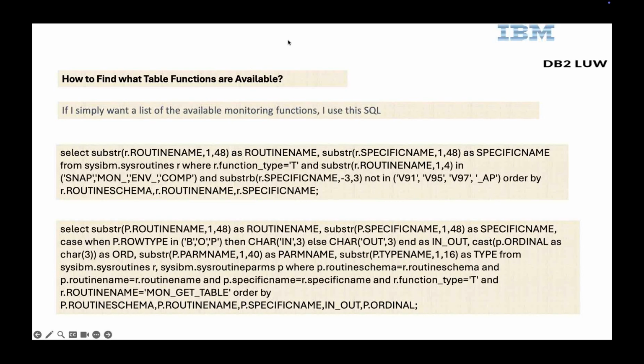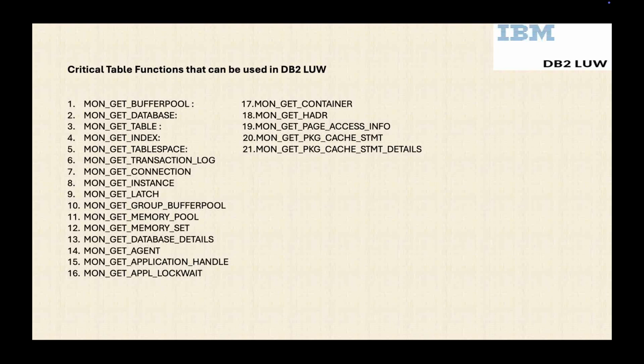Now, how do you find what table functions are available in the system? If you want to simply list the available monitoring functions, you can use this query and the query below. It will display a complete list of MON_GET functions you have in the system. As I said, there are a huge number of monitor functions. This is just a simple list; apart from this, we have a lot of others. I just covered some basic, critical MON_GET functions under different sections.